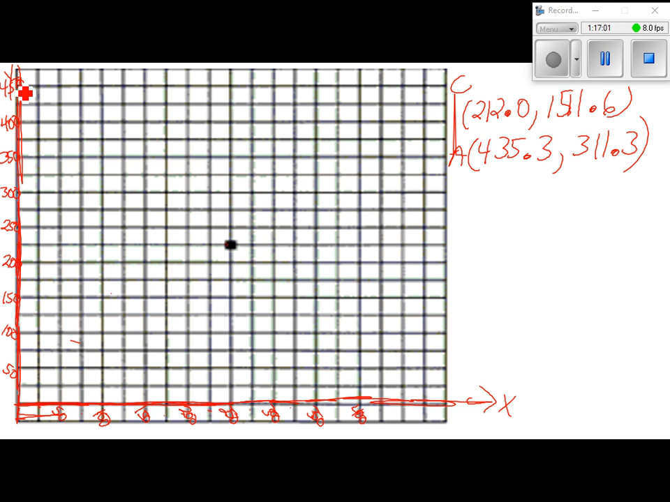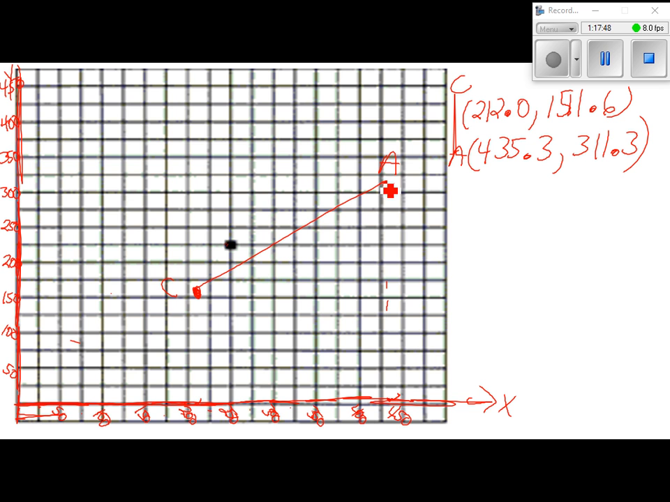Chelsea was 212.0 and 151.6. So we go out to 212, which is going to be somewhere about in here, and up 151.6, which is going to be somewhere about in here. So that's Chelsea. Amy was 435. Should have gone out another one here. That's 450 out there. So she's going to be 435, out in here somewhere, and up 311. Going up this way, 311 would be somewhere about in there. That's Amy.